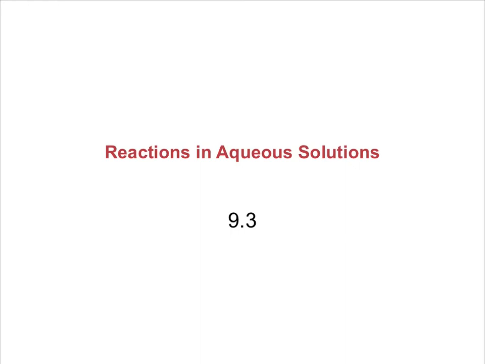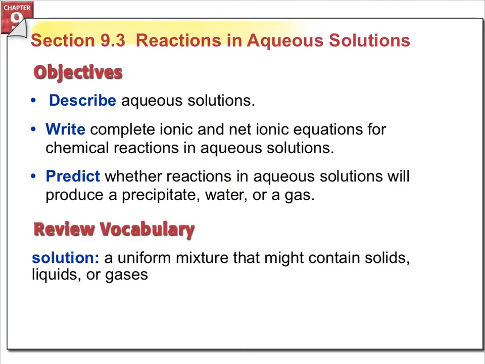Okay, so tonight we're going to talk about reactions in aqueous solutions. This is from section 9.3. The objectives for this section, we won't cover all of this tonight, but the first is to describe an aqueous solution. We've talked a little bit about that in class. To write a complete ionic and net ionic equation for chemical reactions in aqueous solutions. And we'll talk about what those vocab words mean.